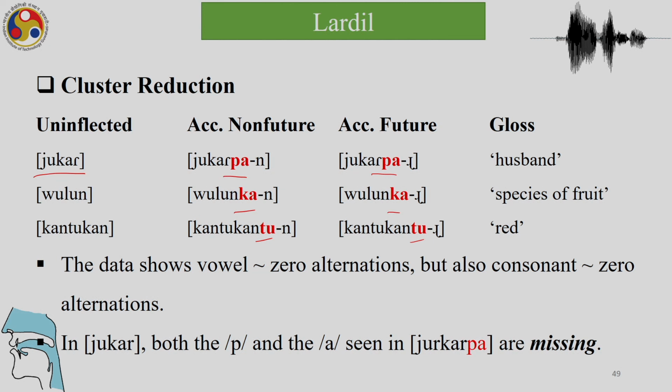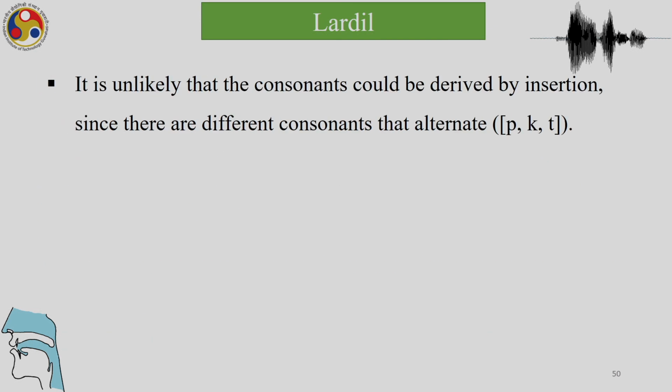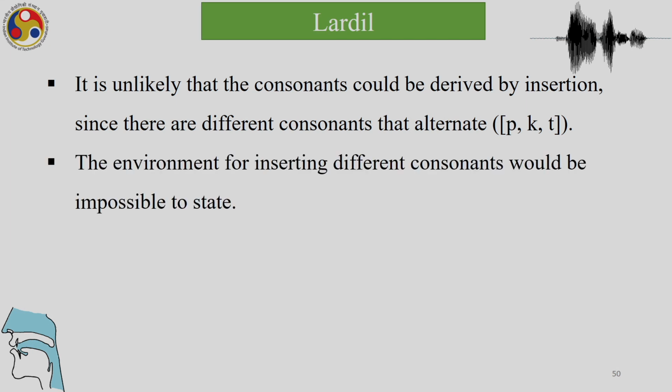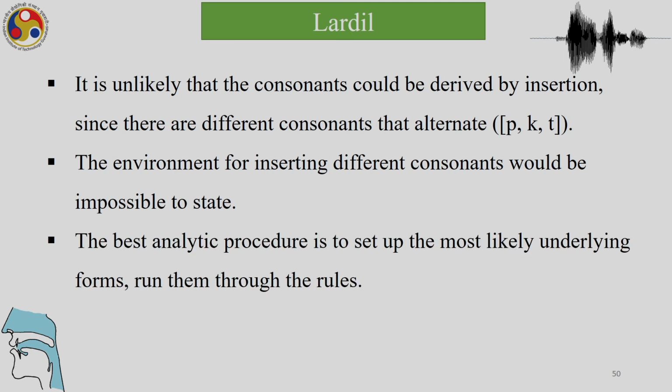So what happens when you see vowel zero alternations is that all this is missing in the uninflected form. So in the uninflected forms, we see a considerable part of what we think is the underlying form to be missing. It's not just a vowel which is missing, it's a consonant also. So it is unlikely that the consonants could be derived by insertion, since there are different consonants that alternate. So pakata, the environment for inserting different consonants would be impossible to state, and the best analytic procedure is to set up the most likely underlying forms and run them through the rules.